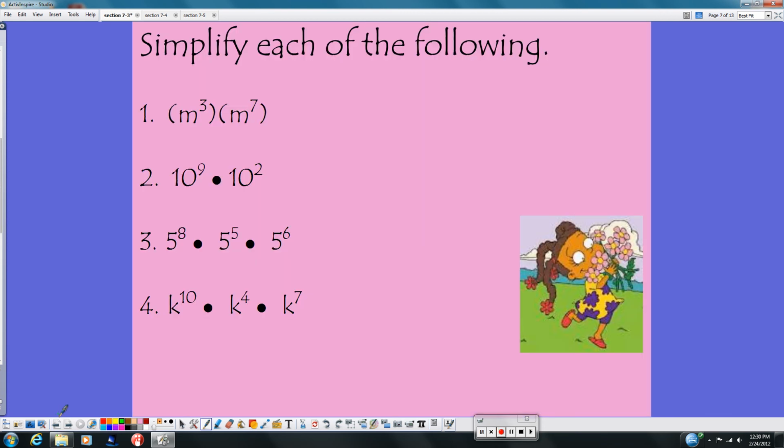Okay, so let's take a look at some examples. So here we're multiplying. Notice that in every problem here, they all have the same bases. So we're going to keep our base and add our exponents. So m to the 10th. This would be 10 to the 11th power. This would be 5 to the 8 plus 5 is 13 plus 6 is 19. And this last one's going to be k to the 21. Good.